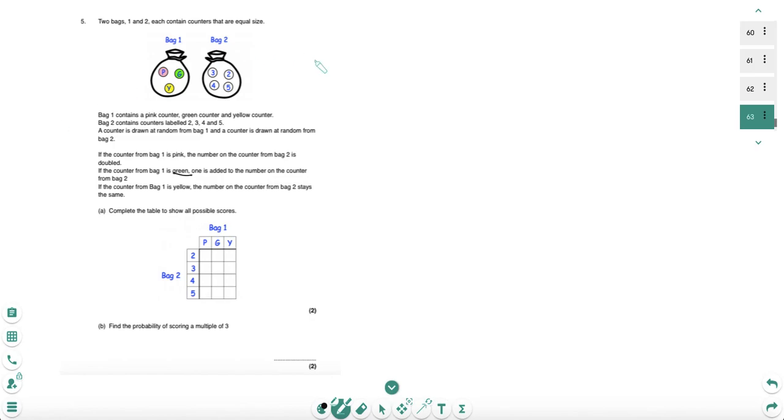All right, so let's say we go to bag 1 and we pick out a pink, okay? Pink means the number on the counter from bag 2 is doubled. So if we pick up a pink and then we pick up a 2, we're gonna double 2 to make 4. If we pick up a pink and pick up 3, pink means double, so double 3 is 6. Pink and then 4, we're gonna double 4 is 8. Pink and then 5, we're gonna double that score to make 10.